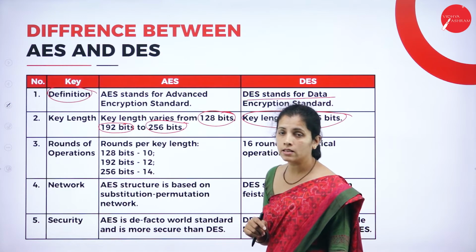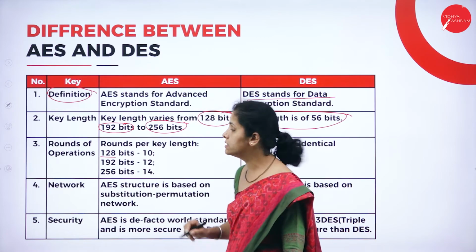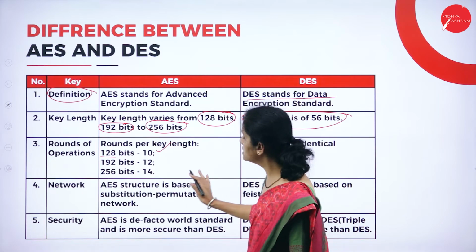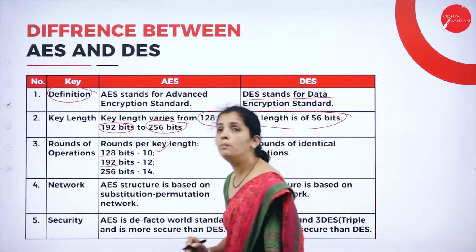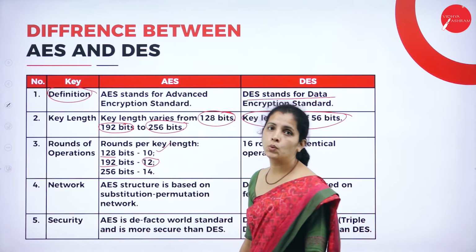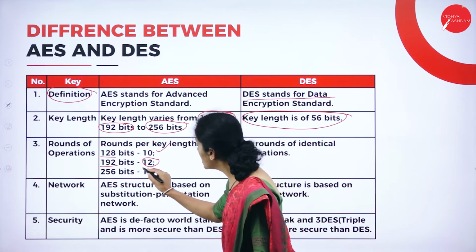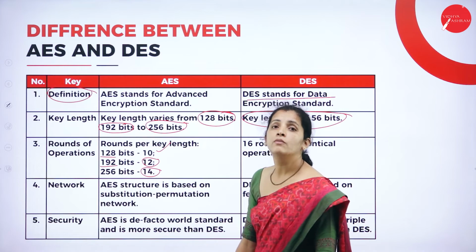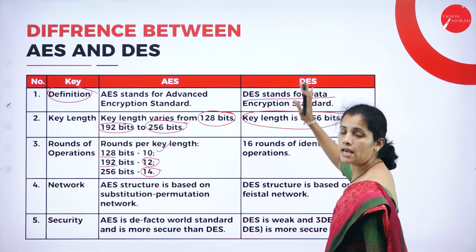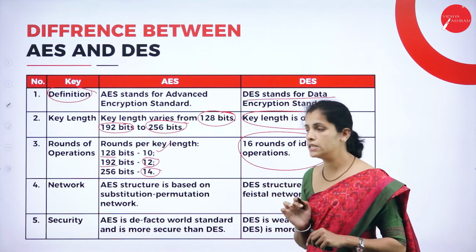And if I consider the round function, under AES the round function varies according to the key length. If I select 128 bits key length, then I can have only 10 rounds. If I consider 192 bits, then I can have 12 rounds. And if I consider 256 bits, then I can have 14 rounds. Now, if I consider DES, it's fixed, so here I can have only 16 rounds.